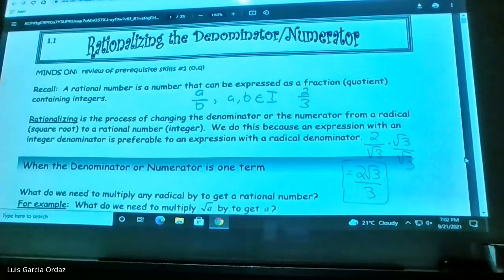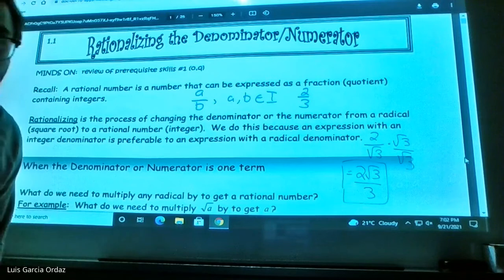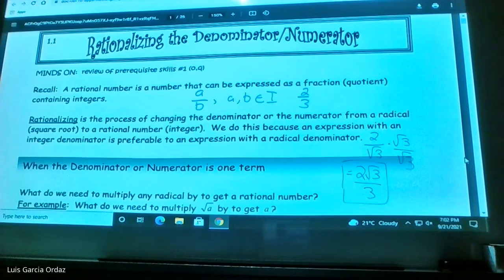So again, a rational number is a number that can be expressed as a fraction where a and b are integers. All right. And when you rationalize, you just take multiplying by the conjugate to get rid of the radical at the bottom. And that is how we're going to start rationalizing our numerators and denominators.